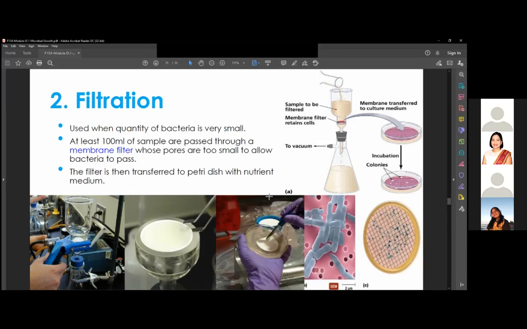Okay. Next method is filtration method. All right. This one is used when the quantity of bacteria is very small. Ano yung purpose natin na filter natin? That is to concentrate your microorganism. Ayan. So, ang filter is being transferred to the petri dish with nutrient, and doon na pinapagrow yung ating microorganism.